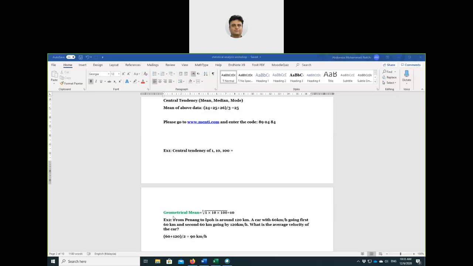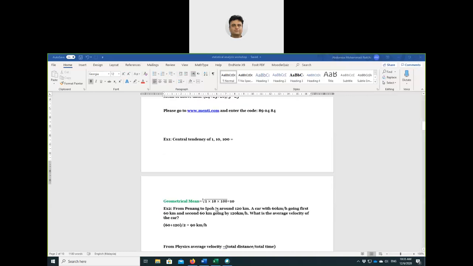This way is easier. You take the root: if you have three data, the third root; four data, five data, it depends. The root number changes with the number of the data, and instead of summing up, you need to multiply the data. So it will be 10. Just one of you replied with the correct answer, 10.